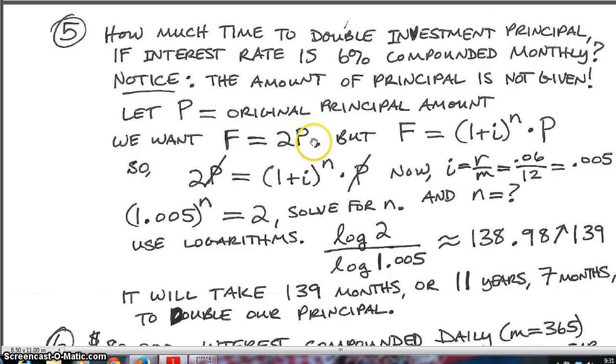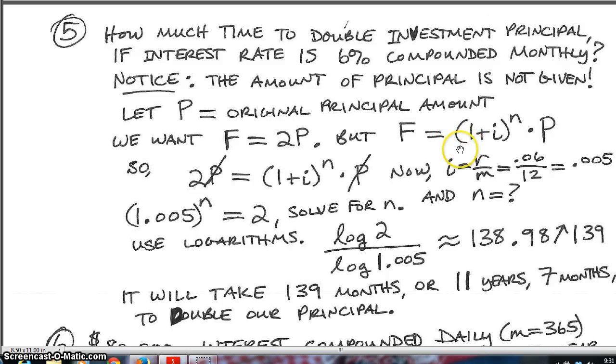And when you do that, aha, there's a P on both sides. So you can cancel those out. So what that means is that solving this problem of doubling time really doesn't have anything to do with the principal. You could be investing $1,000, you could be investing $1, you could be investing $1 million. It doesn't matter. The doubling time is the same.